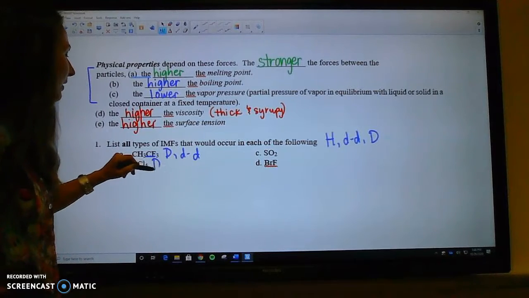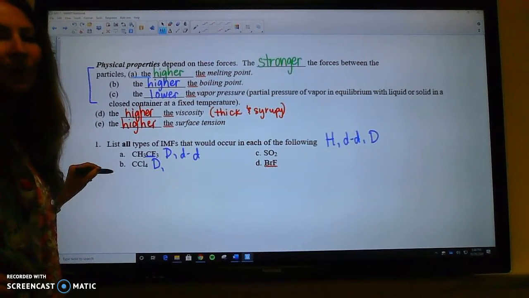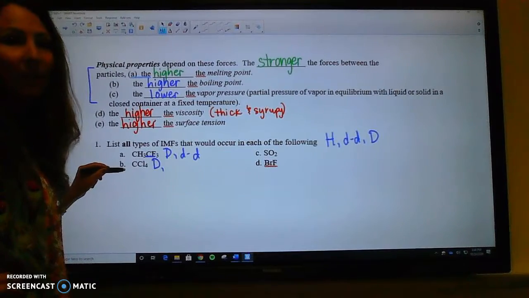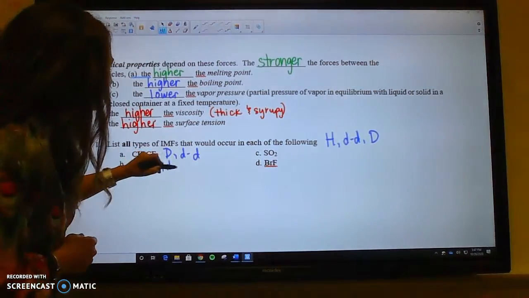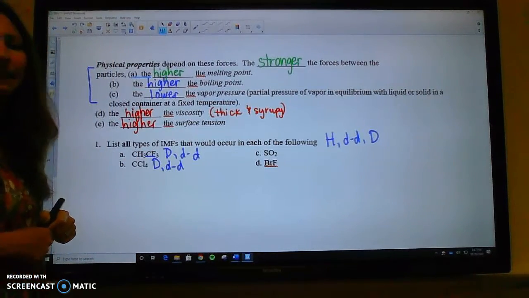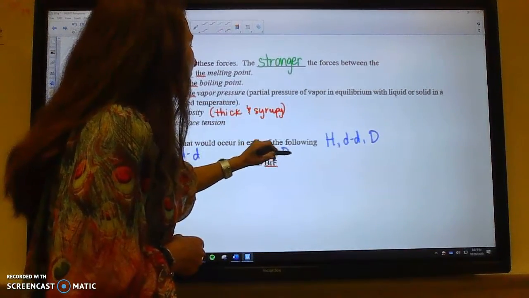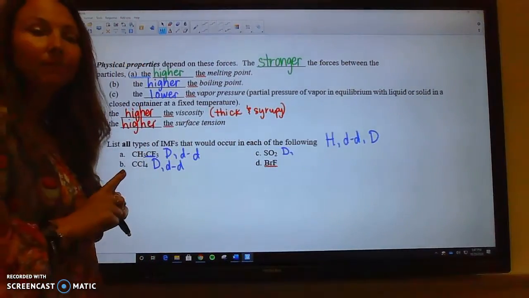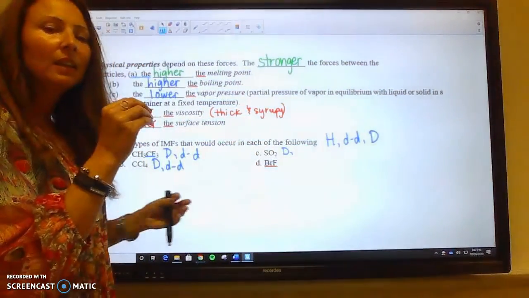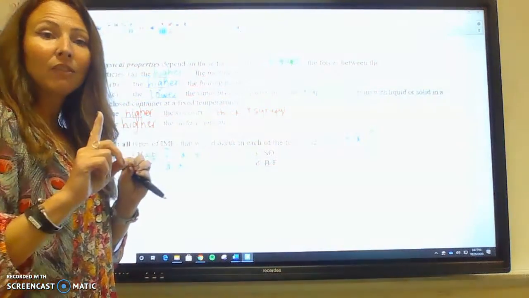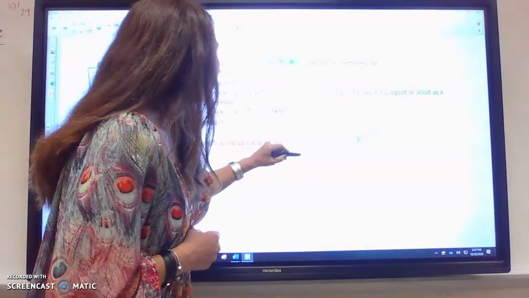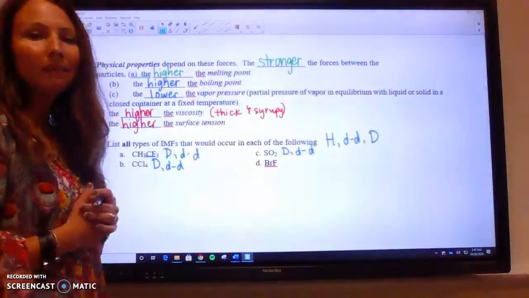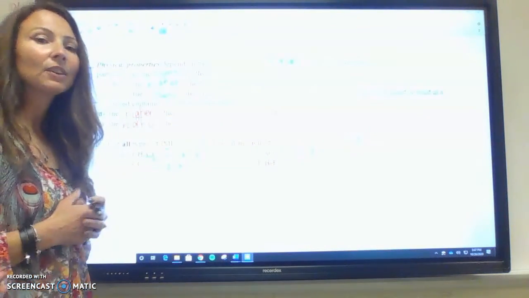Do we have dispersion? Yes, everything does. Do we have dipole? Yes, because carbon is not bound to hydrogen and it's not bound to itself. So we have dipole. For letter C, we have dispersion. Okay. Do we have dipole? Yes, we have oxygen with another oxygen. However, they're bound to a sulfur, so it's not sulfur bound to itself. So we have dipole. Do we have hydrogen bonding? No, it's not H2O. It's SO2.